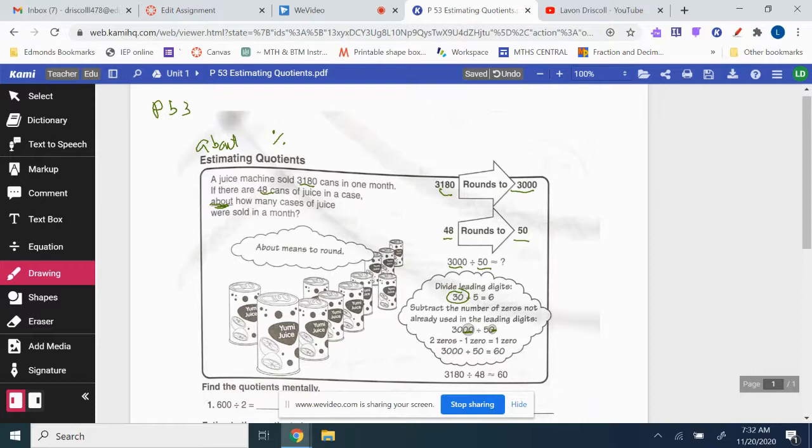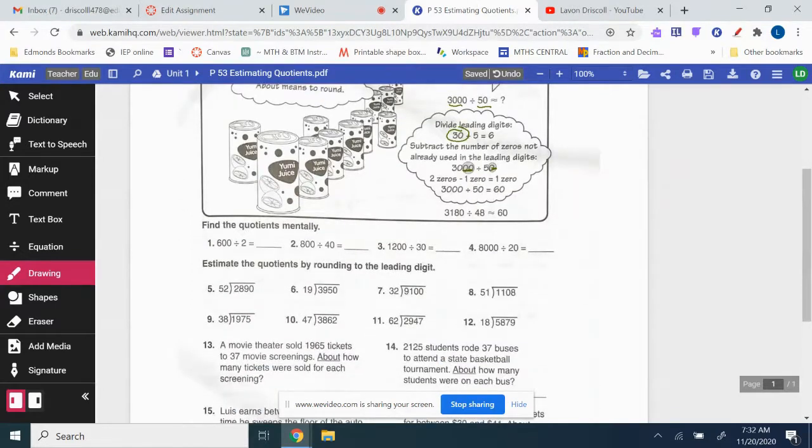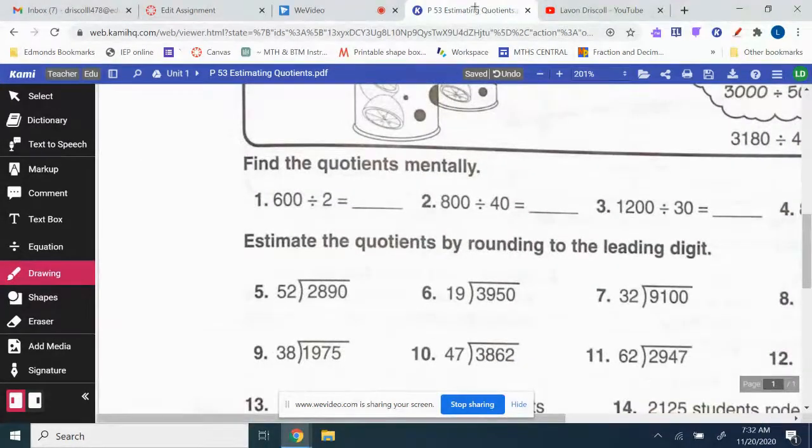So let's go ahead and take a look a little bit down the road and see if we can do these on our own. So I know that 2 goes into 6 3 times. So I'm going to put that. Now I have no zeros on my 2, so I'm going to take these 2 zeros and put them right there. 1, 2.